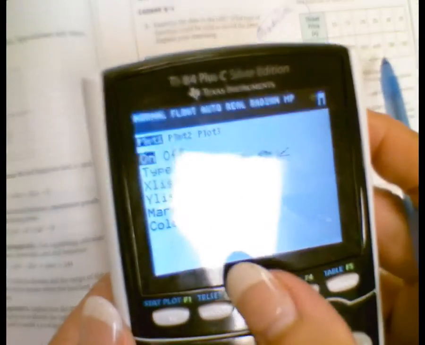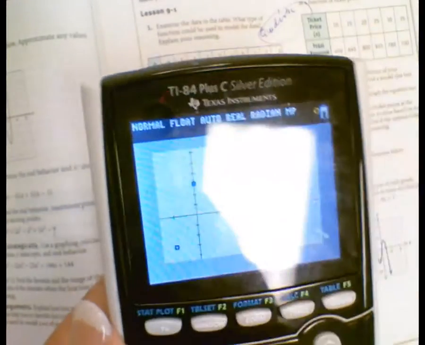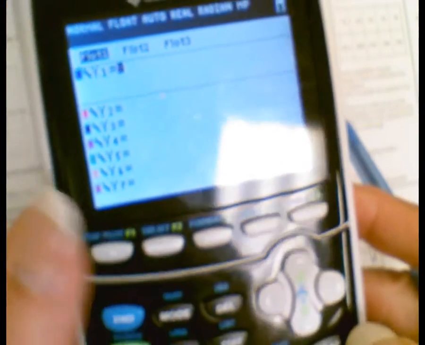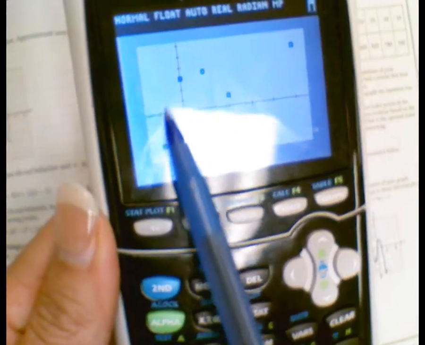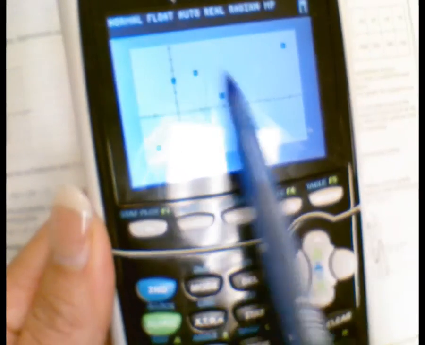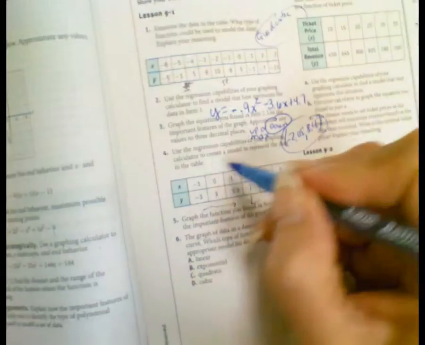Go to y equals and clear out what's in there. Now press graph. So if you look at your scatter plot, it's kind of looking cubic to me. Okay, so this looks cubic.